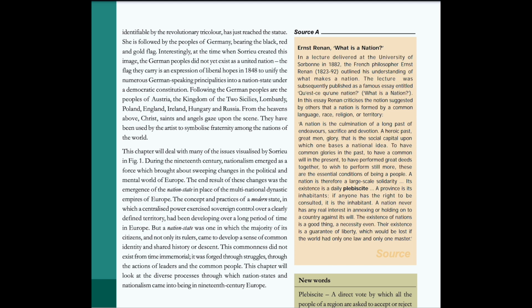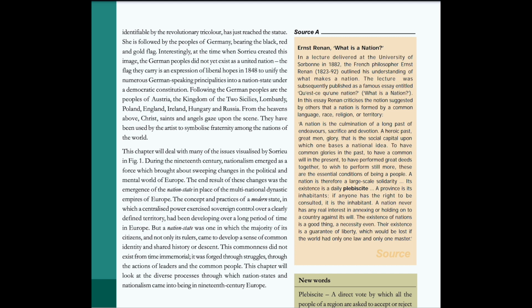During the 19th century, nationalism emerged as a force which brought about sweeping changes in the political and mental world of Europe. The end result of these changes was the emergence of the nation state in place of the multinational dynastic empires of Europe. The concept and practice of a modern state in which a centralized power exercised sovereign control over clearly defined territory had been developing over a long period of time in Europe.